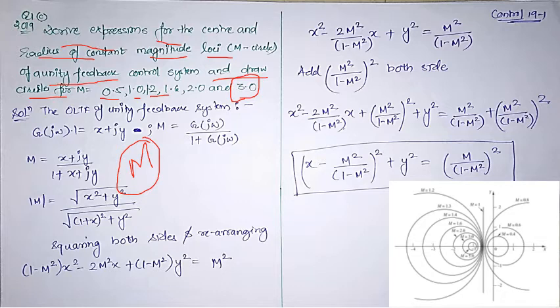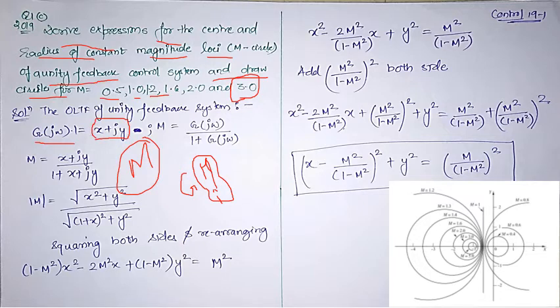And unity feedback means the open loop transfer function, which we are writing as G(jω)H(jω), here H is equal to 1. Then you are calling that the unity feedback system. So here I am just writing G(jω) times 1. And consider that the generalized expression can be in the form of x plus jy.